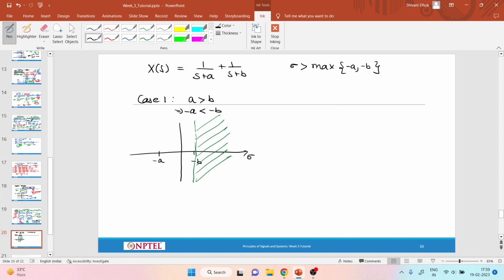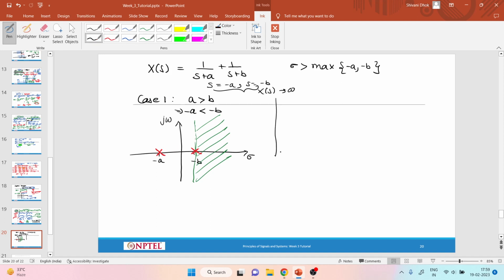This is your sigma, this is your j omega. Now if you observe, this X of s will tend to infinity when s is equal to minus a and when s is equal to minus b. At these points, X of s will tend to infinity, and these are known as poles of the Laplace transform. They are represented using a cross sign like this. So these are your two poles which correspond to this Laplace transform.